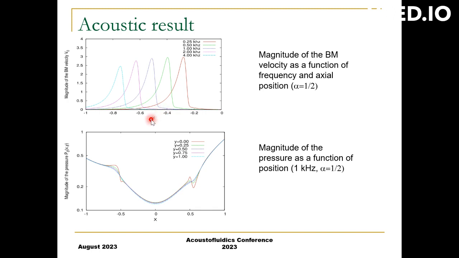And as a consequence, there is a pressure differential. So this is a magnitude of the pressure as a function of position down here. And as a consequence of the peak occurring at x equals negative 0.5, there's a pressure differential at x equals negative 0.5 and x equals 0.5. Also note that the pressure varies with respect to vertical position.